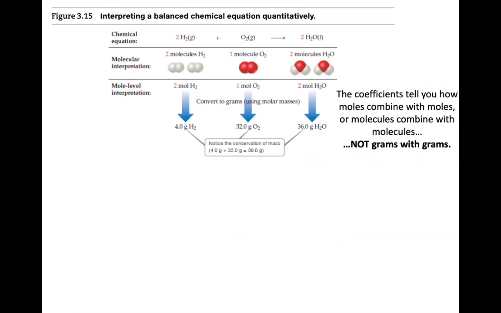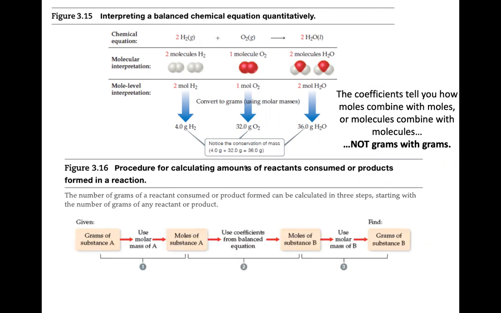But it's not grams combining with grams. The total mass before and after is the same, but we combine based on the particles themselves, not their masses. So when we're looking to use the information involved with stoichiometry, our first step needs to be to convert from grams to moles. And when we're finished, we might convert from moles to grams. But when we're using the coefficients, moles combine with moles, or number of molecules combine with number of molecules.